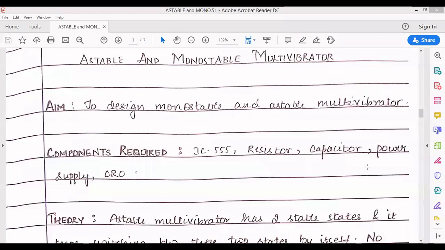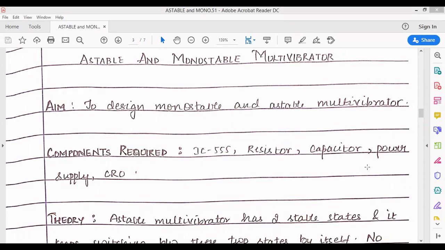Hello students, today I am starting with astable and monostable multivibrator. Let's see the aim of the experiment: to design monostable and astable multivibrator. Components required: IC 555 timer, resistor, capacitor, power supply, function generator and CRO.